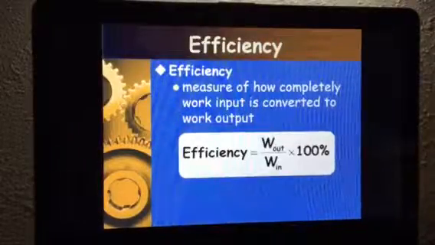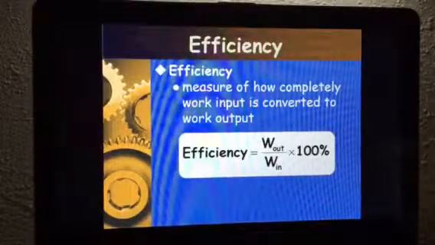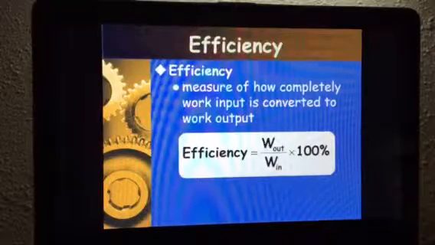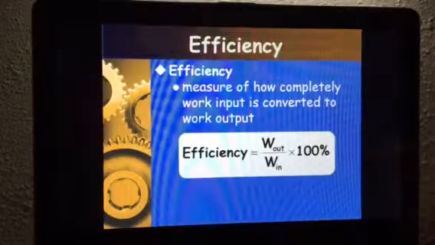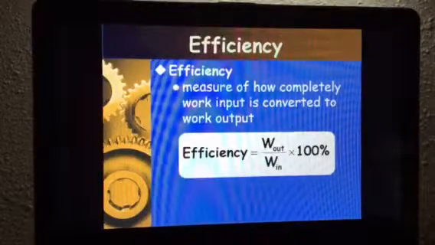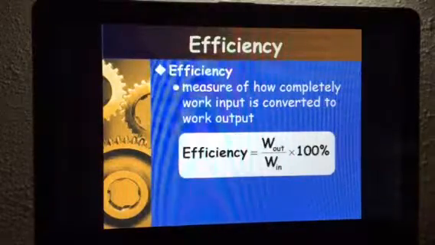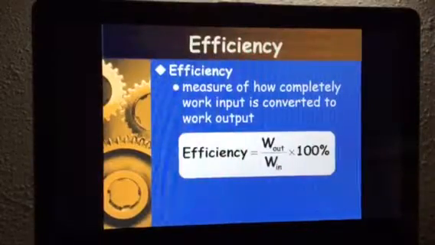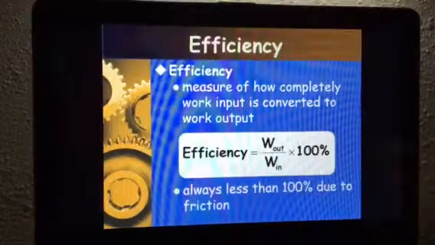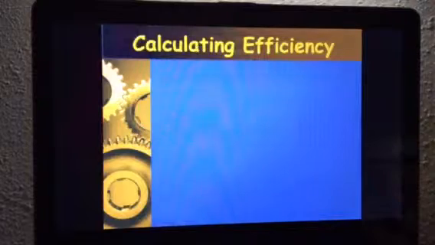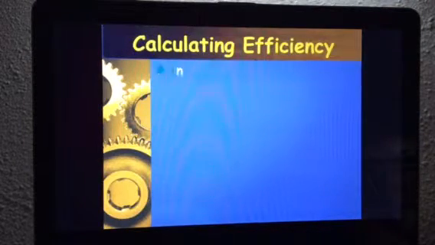Note, in industry, you have to have a high efficiency or you lower your profitability rates. If it takes you a lot of work to make something, but you can't charge a lot for it, you don't make a lot of money off of it. Your efficiency should always be less than 100% because of friction.